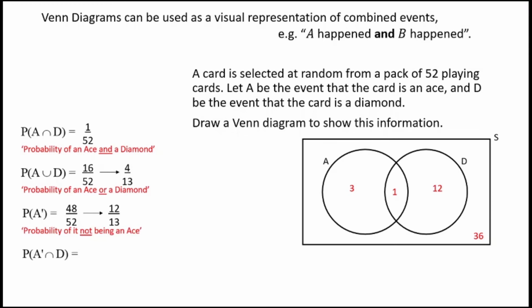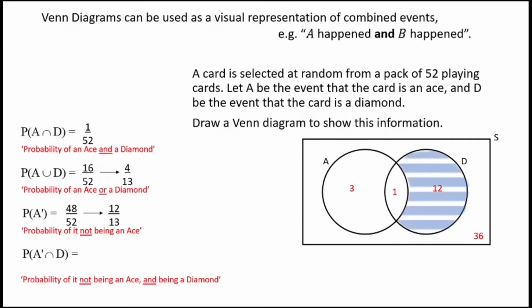Okay, and now let's just mix it up a bit. We've got the probability of not A intersection D, or the complement of A intersection D, a card that is not an ace and it is a diamond. That's going to be just these 12 cards, and that's 12 out of 52. Okay, so just making sure we're able to produce a Venn diagram of our own, and we can find some probabilities from there.